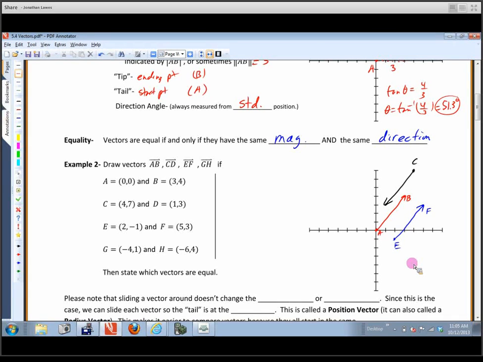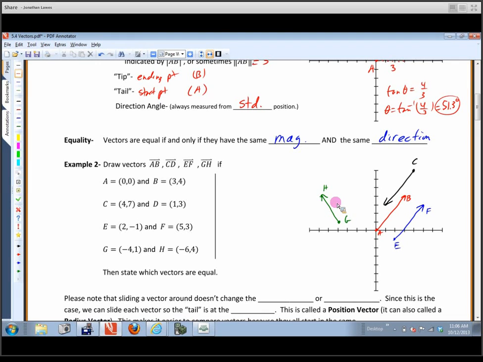And then we've got GH. So GH is -4, 1. So back 4 and up 1. And H is -6, 4. So we're going to be about right here. So this was G, and this is H. And we're headed off in this direction right there. So again, we're just geometrically representing these 4 vectors. We can see each one of them has a definite length, and we can see the direction indicated by the arrow. And now we've got this question here that says, state which vectors are equal.